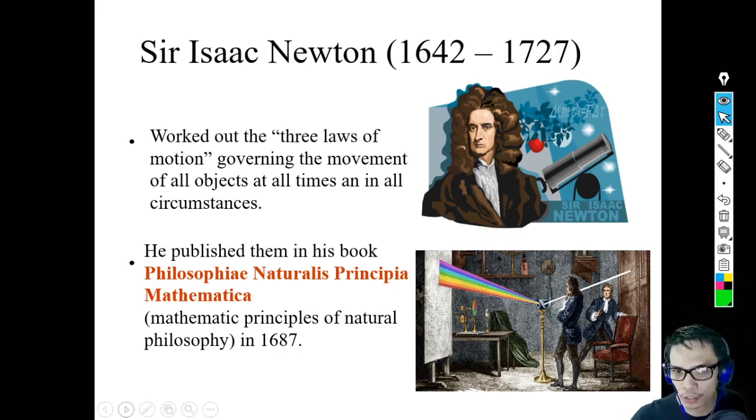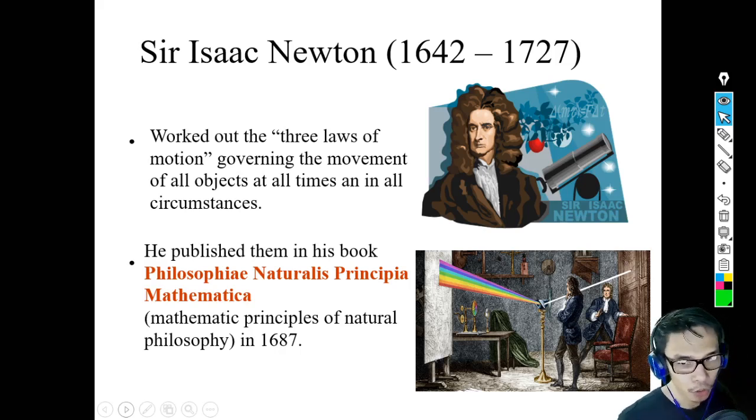This is Sir Isaac Newton, and he lived from 1642 to 1727. He is a well-known person in science, in physics especially. He developed calculus. He discovered the spectrum of light, that white light is somehow made up of several frequencies of light. And also the three laws of motion that we are going to discuss today, the law of gravitation, and so on and so forth. He did all of this.